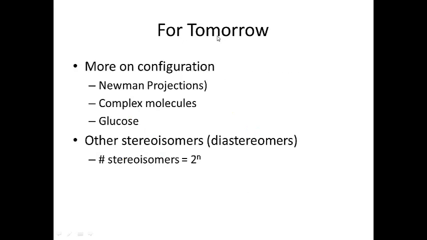So when we come back to class, we're going to talk more about configuration. We're going to talk about Newman projections, more complex molecules, and even glucose, because glucose is one of those molecules that you'll see on your standardized exams, and we'll talk about other stereoisomers, in this case diastereomers.